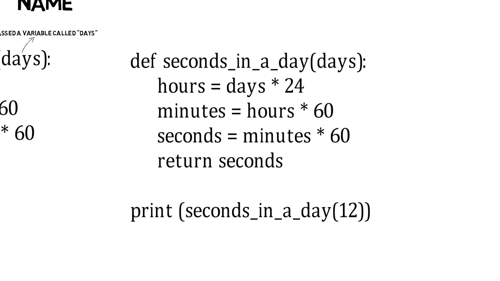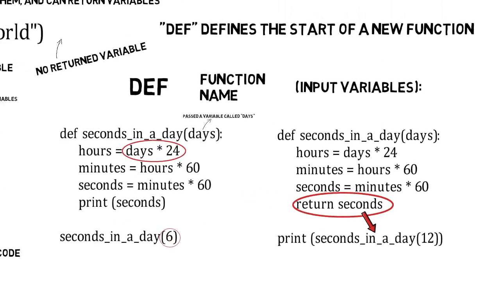In this example, I've removed the print command in the function and instead have a return command. What this means is that whenever I call the seconds_in_a_day function and pass it a certain number of days, it will run the code and turn into the number of seconds. I can then store this number in a variable, do some operations on it, or print it.